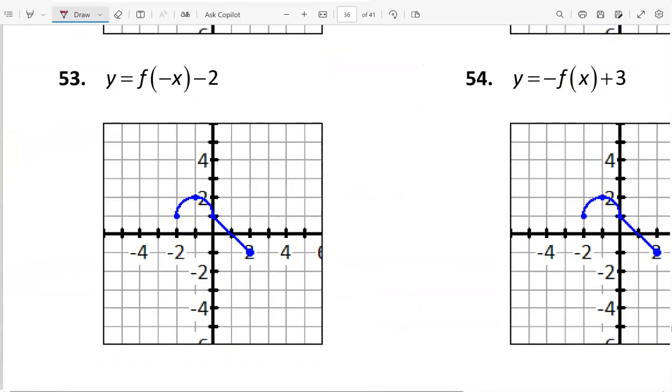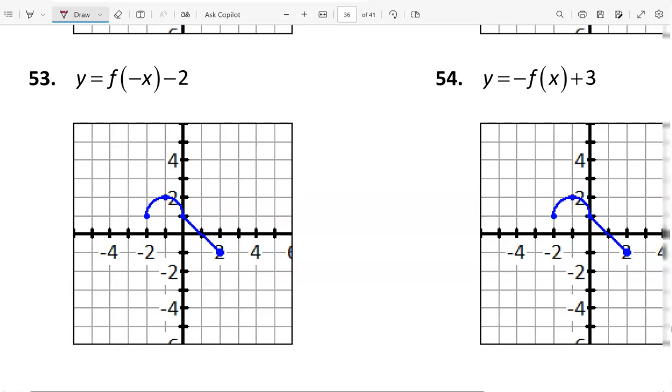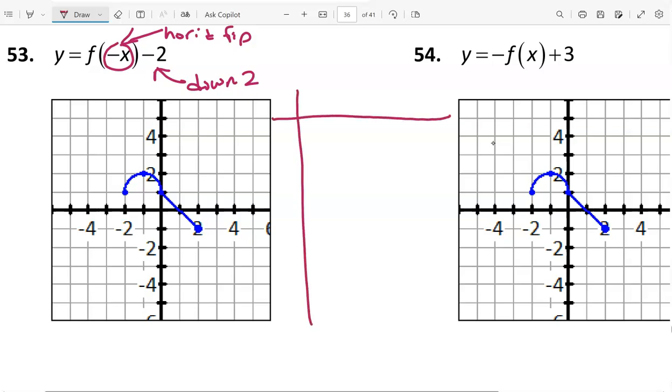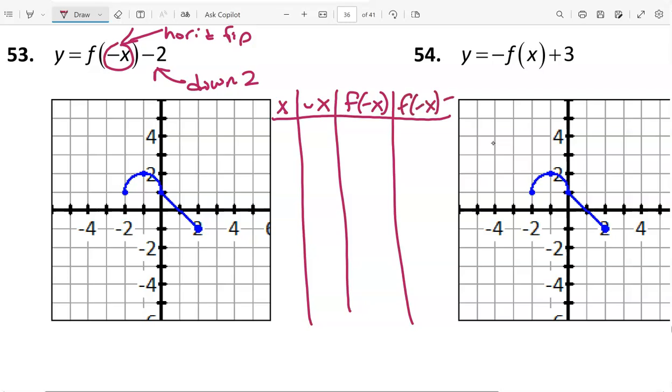For number 53, we have a combination of transformations. This is a horizontal flip, and the -2 on the outside indicates a shift down 2. However, if you want to deal with multiple transformations using a table of values, you can. X is our input. Then we have to take the opposite of x, because that's in parentheses, f of the opposite of x, and then f of the opposite of x minus 2.